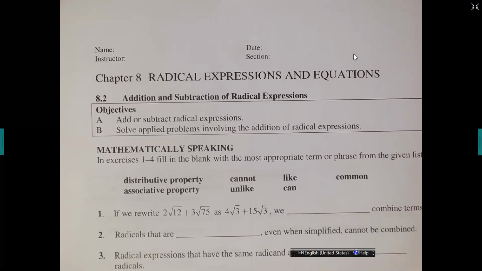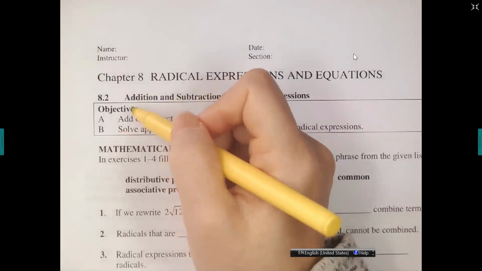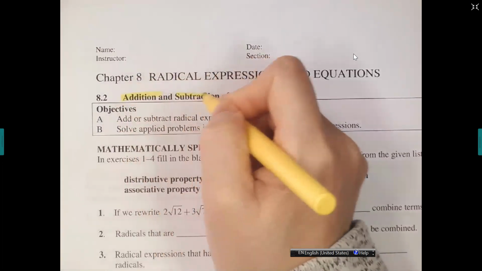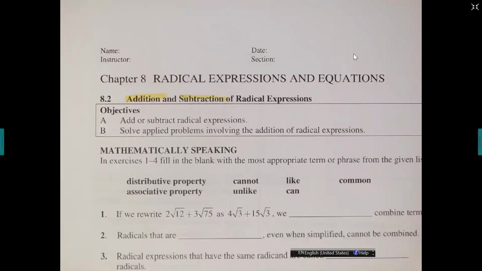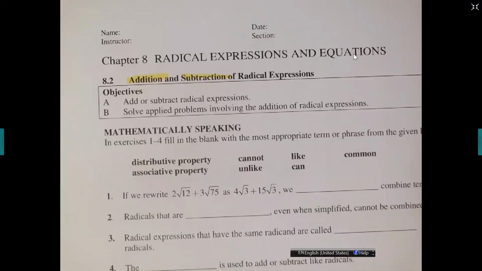Section 8.2. We are going to do the operations now. Addition and subtraction of radical expressions. All right, so this is super easy. If we know how to simplify a radical expression, then adding and subtracting radical expressions is super easy. So how do we add or subtract the radical expressions?